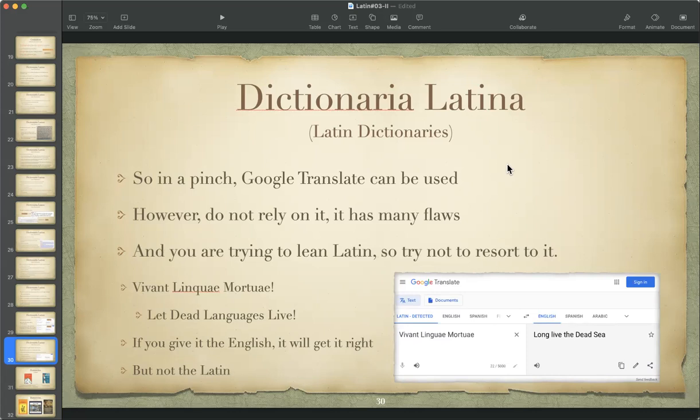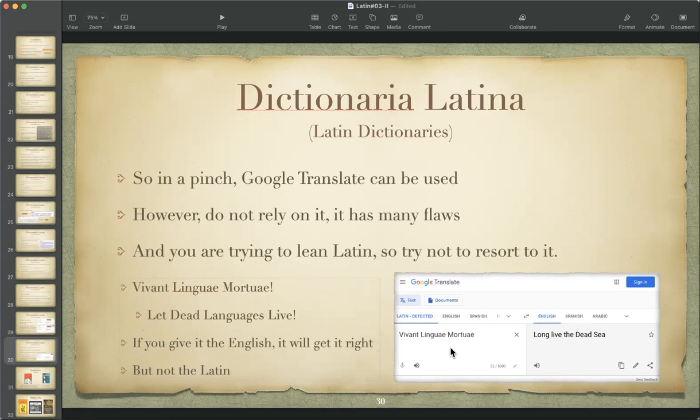But just to give an example of one it did not catch, vivant linguae mortuae. Let dead languages live. Vivant linguae mortuae. Long live the Dead Sea. You have a typo in there. You've got a Q instead of a G. Oops. Oh, yeah, you're right. So I do. No, that's just a funny font. There we go. But I did not mistype that over there. So, okay, long live the Dead Sea. No, I don't think so.